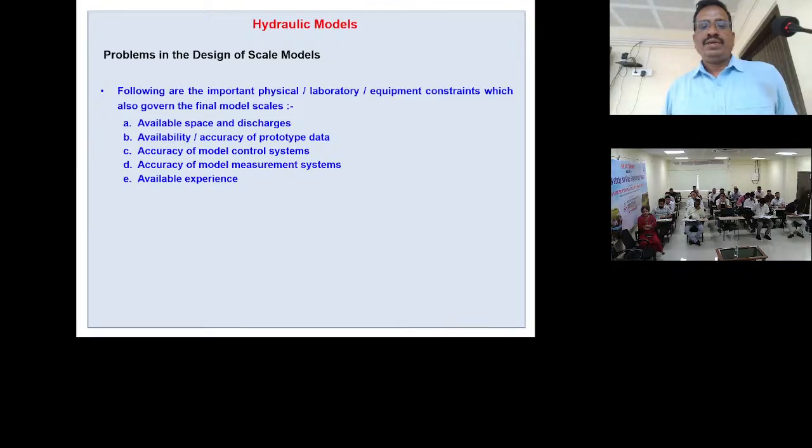Accuracy of model measurement systems. Accuracy is also very important. We measure the velocity, water levels and angular flow in models by using instruments, so there should not be any disturbance at that time. Even a little disturbance by air will affect the velocity in the model. So care should be taken while doing these measurements in the model. And the available experience of the modeler.